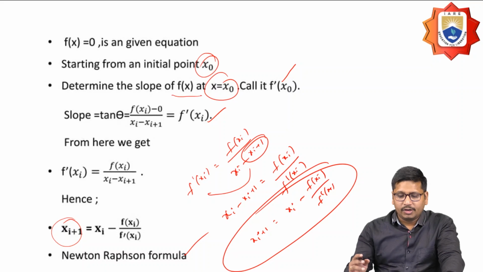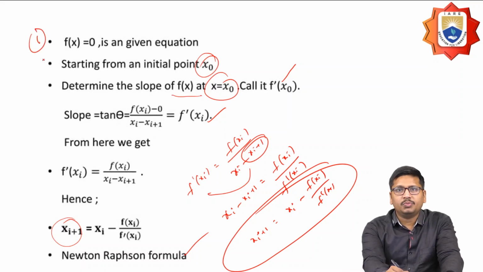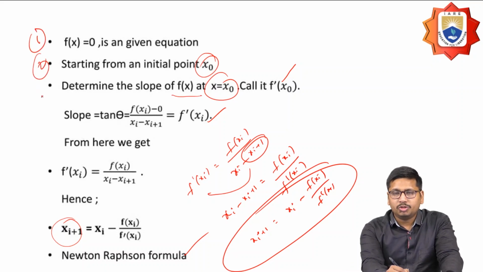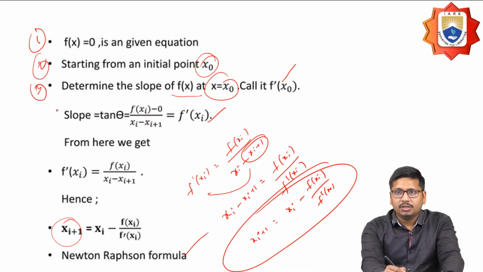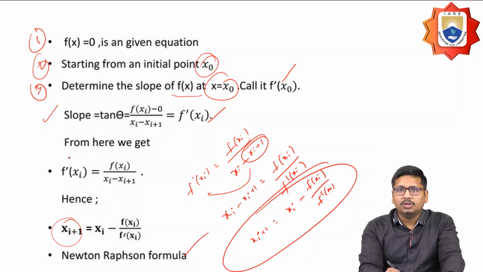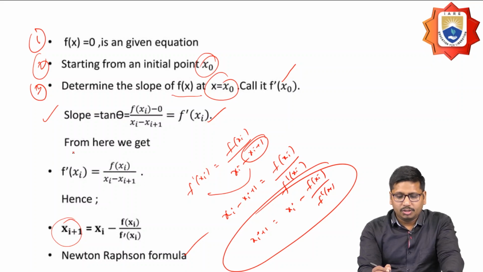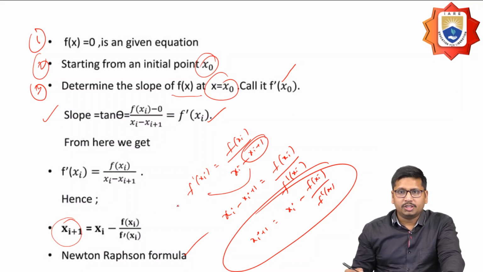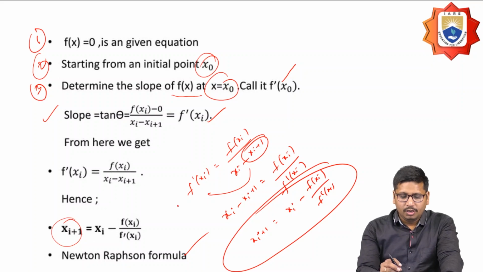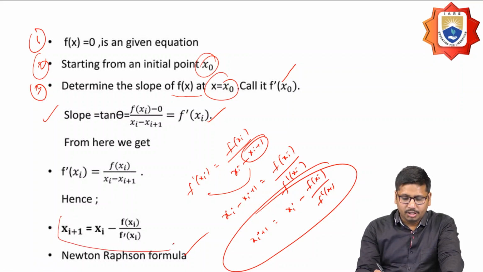Okay, so initially the function is given, that should be the first one, and the initial point is stored at x naught, and we have to determine the slope of the equation, which we call f dash of x, and then finally we obtain the slope value, and by substituting this, I can estimate xi plus 1, that should be the final Newton-Raphson method here.